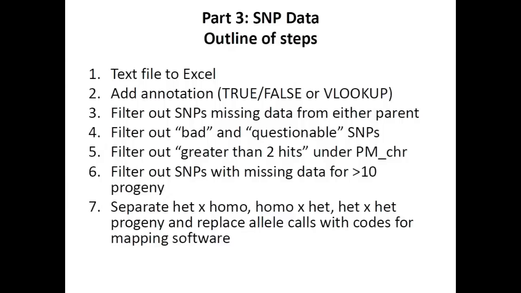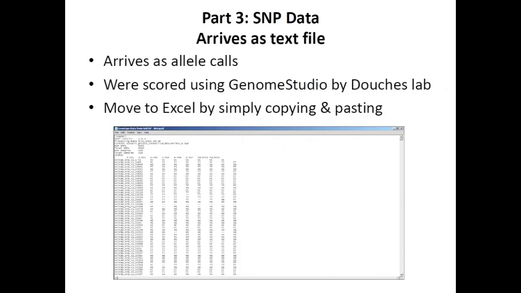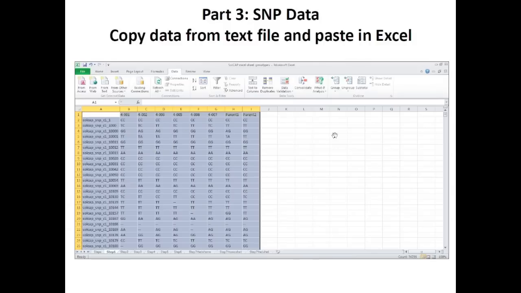So I'll go through an example of that. And just to give you guys a heads up that this is a diploid population as an example. So first, it arrives as a text file, and these arrive as allele calls, and they were scored using Genome Studio by the Douches lab. And you just simply move them to Excel by copying and pasting, and they'll just automatically separate in Excel, or should be able to in Excel.